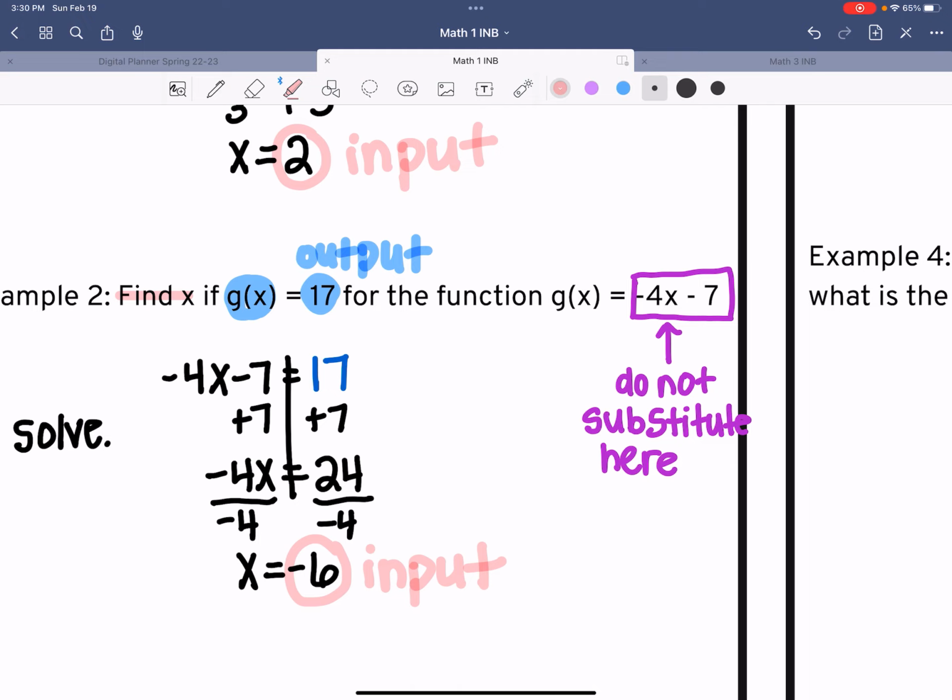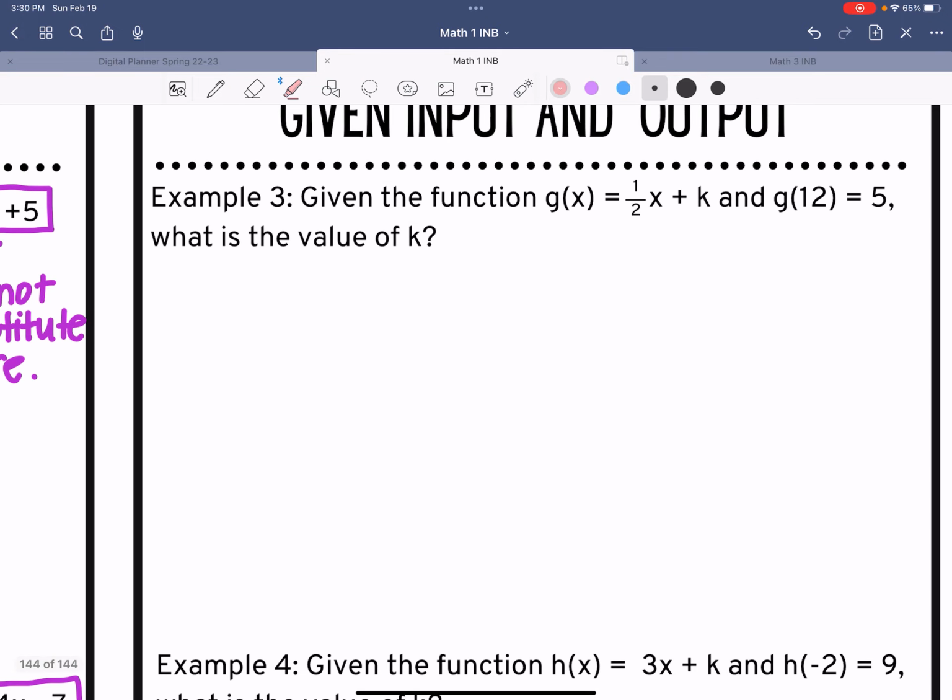Okay. Now, very similar to this, this time they're going to give us the input and the output, and they're going to ask us to find an unknown value k. They love to use this problem, or something very similar to it, on exams. So at this point, they give us the function. Here's my whole function, but we don't know this value k. That's what we're trying to find.